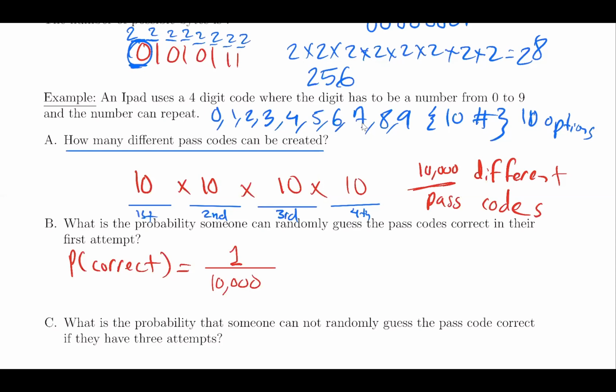So let's do 1 divided by 10,000. You get 0.0001. And that's it for B. Any question for B?